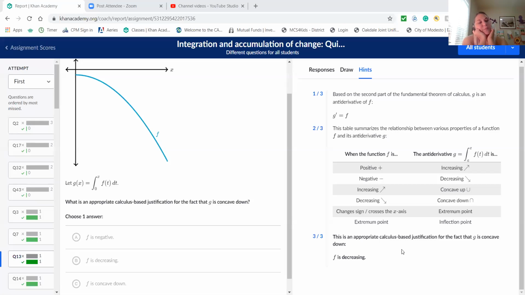So let me take you back to the question on Khan Academy. What's an appropriate calculus-based? G prime is f, G double prime is f prime is decreasing, would be f prime is negative is the same as f is decreasing, so the correct answer choice is B. Let's do one more.